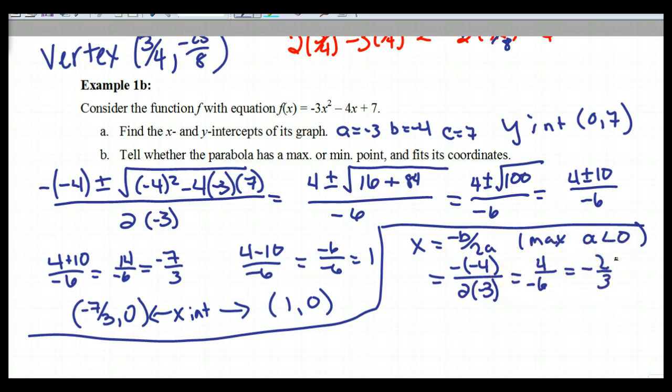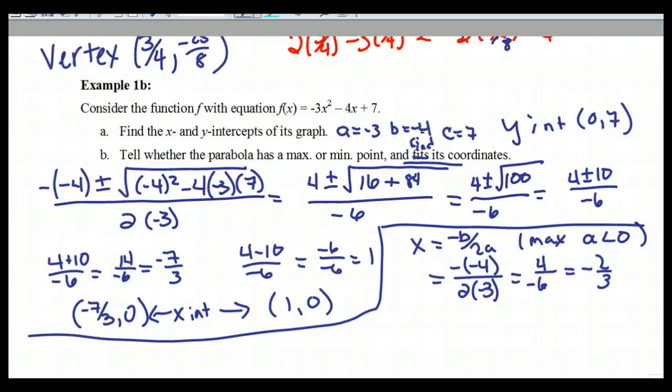Wait, so why do you have to find that to find the vertex? This is the x value of the vertex. It doesn't say find it, it says find its coordinates. It was a typo. It should be find its coordinates. Oh, okay. Sorry about that.